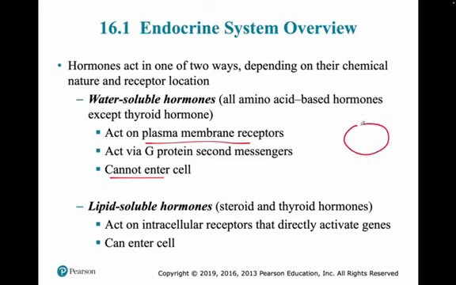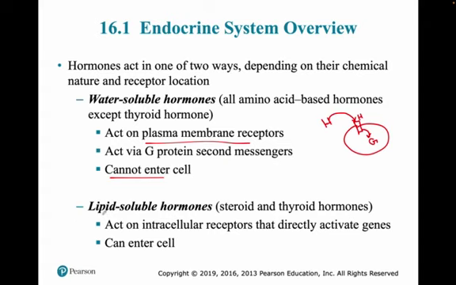So in this case, suppose this is the cell and this is the hormone. This hormone will have a specific receptor. All this hormone can do is bind to this receptor. It can bind here, but it cannot enter the cell. What it can trigger, though, is a second messenger system, which is typically G protein, and this G protein will do the required job.